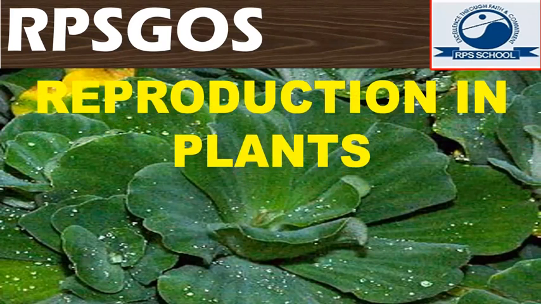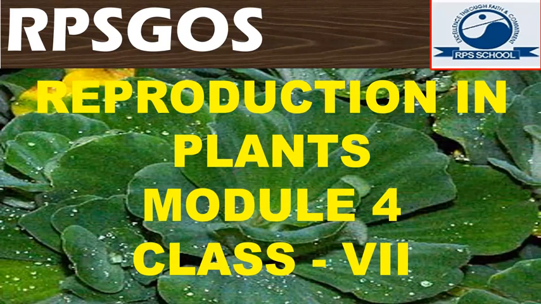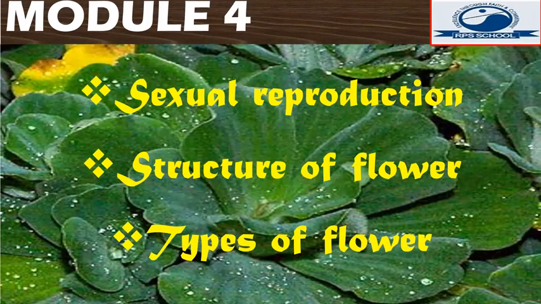Today, we will discuss Module 4 of the chapter in your textbook called Reproduction in Plants. In this Module 4, we will learn about sexual reproduction in plants. We will learn about the reproductive organ of the plant, that is flower. We will study structure of flower and the types of flower in a plant.